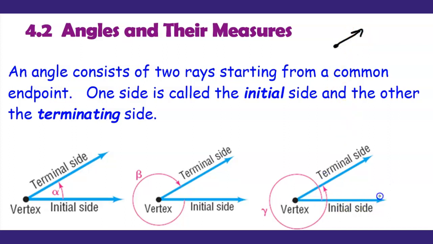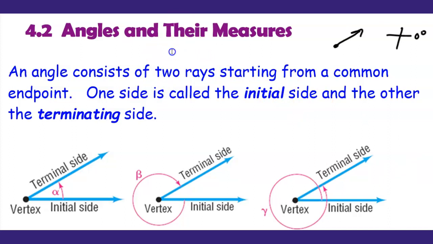On the unit circle in a coordinate plane, the initial side is going to be right here, 0 degrees. And then the terminating side is whatever the angle measure is. So hypothetically, if this was 0 and this was 30 degrees, the initial side would be 0 degrees, the terminating side would be 30 degrees. Just want to throw that out there.